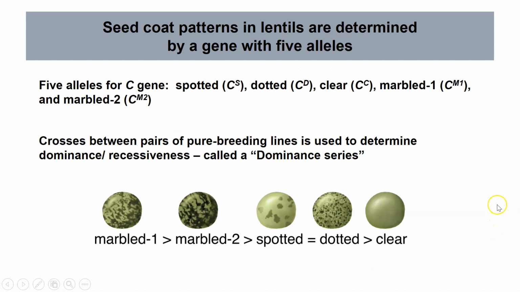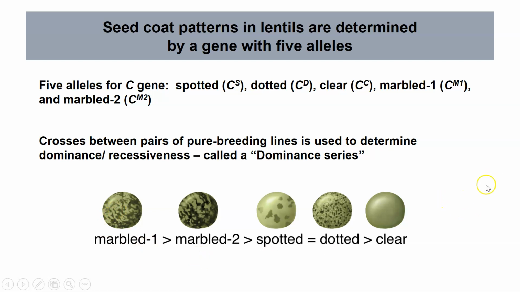Okay. Second example is the seed coat pattern, meaning what is the pattern of pigment seen on the surface of seeds from lentil plants. There are 5 different alleles of a gene called the C gene, and we talked about 2 of these already, the spotted and the dotted. In addition to those, here's this phenotype of spotted big blotches and dotted small dots. There is an allele for clear seeds, basically no spotting pattern at all, no blotchy pigment. And then there are a couple of other alleles called marbled 1 and marbled 2. Here's the marbled 1 phenotype. Here's the marbled 2 phenotype. They're similar, but there's difference in intensity and the pattern of marbling.